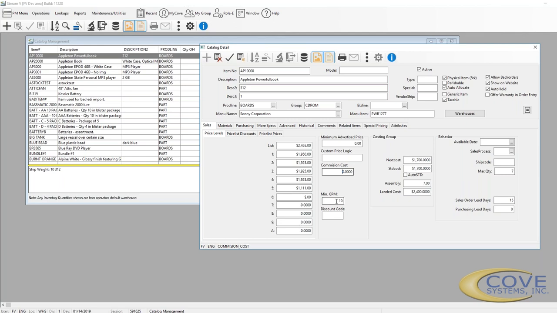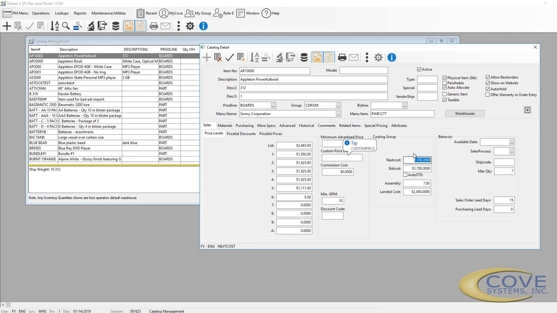Then you have a minimum GPM. Minimum GPM is the lowest gross profit margin you can sell this item for before it goes on hold. If you enter an order for an item at a price that brings it below that, it gets a margin hold. And the last field below that is a discount code. The discount code is a free-form field, usually used by the custom price logic.